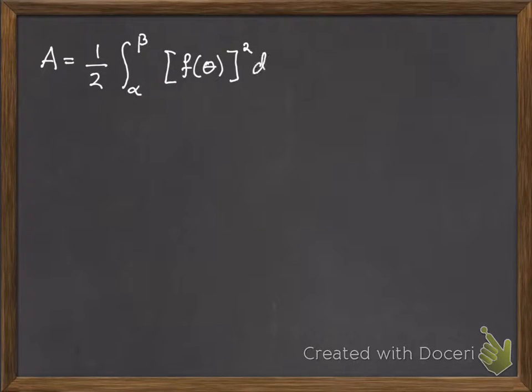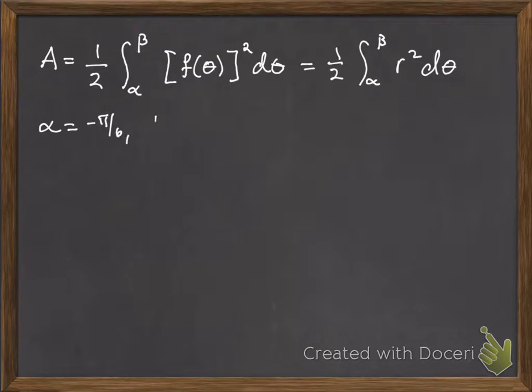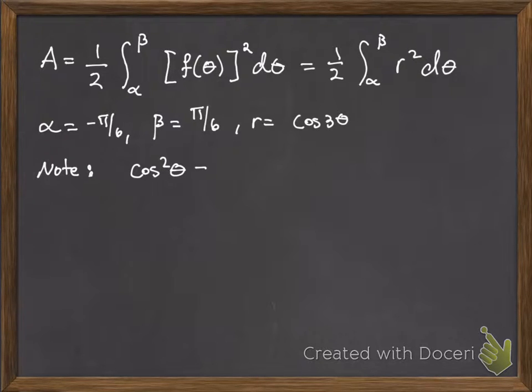Okay. And so we're going to go on and we're going to integrate. So the area formula for polar coordinates is 1/2 integral from alpha to beta of your formula, squared, d theta. That's 1/2 integral from alpha to beta of r squared d theta. Our limits of integration were negative pi over 6 and pi over 6. Okay. And our function was r equals cosine of 3 theta. We're going to go ahead and make a note. We use this fairly often, this power reducing formula.